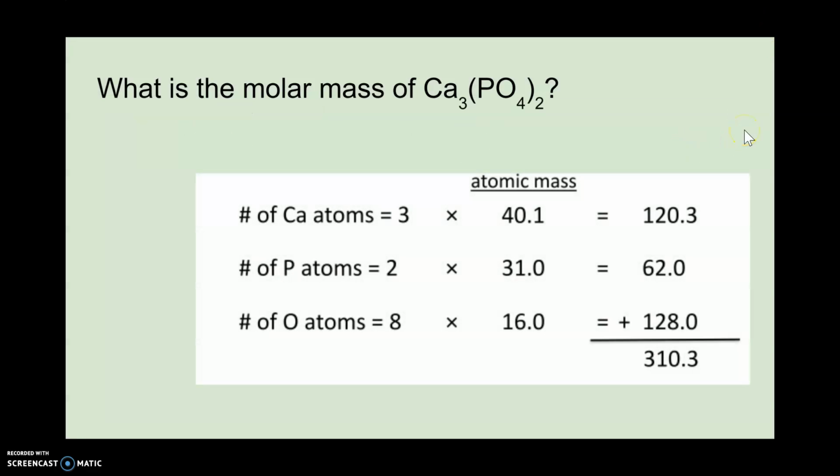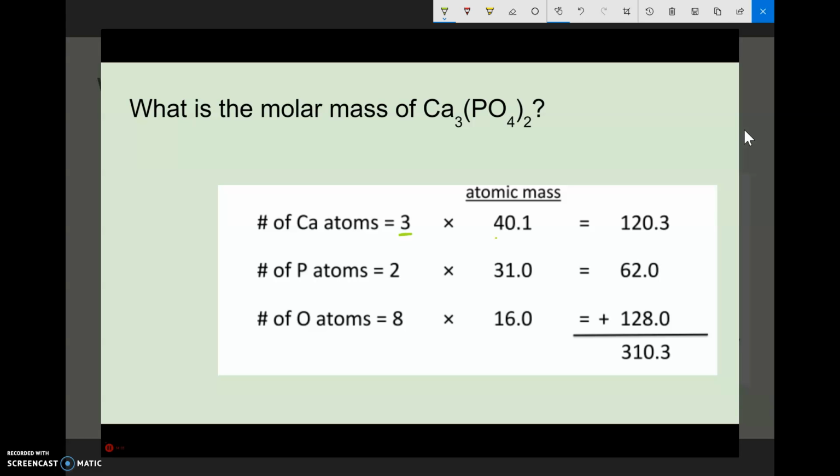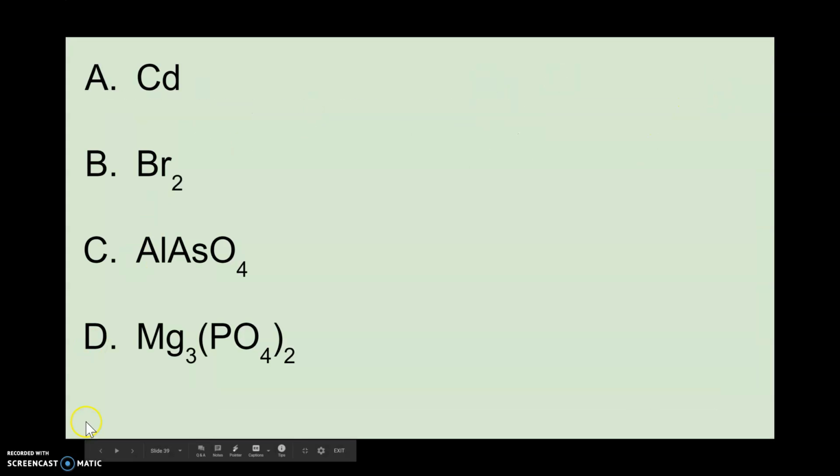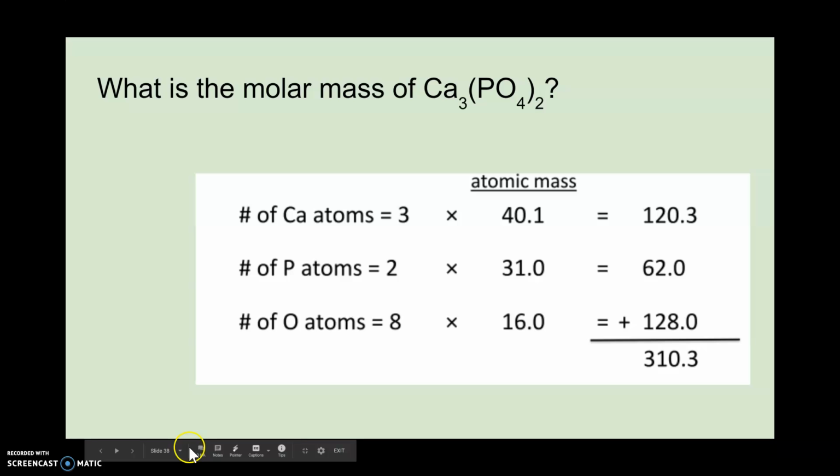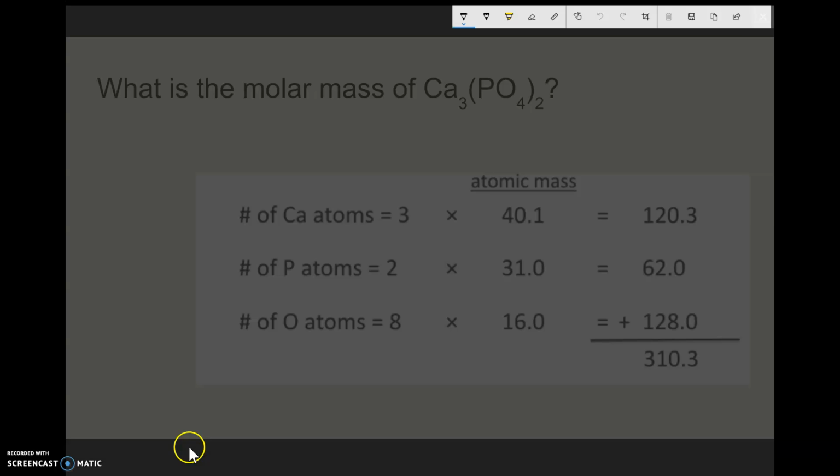Okay, so here's what we're seeing here. Okay, we've got 3 calcium atoms. Each one has a mass of 40.01, which equals 120. We've got 2 phosphoruses. Each one of those is 31 grams. That equals 62. And then we've got 8 oxygen atoms. Each one of those has a mass of 16, and multiplied, that's 128. So again, we're going to add these 3 masses together. When we do that, we get 310.3. Okay, so remember, that equals 310.3 grams.